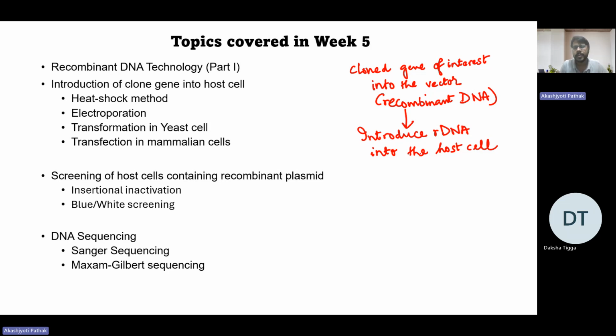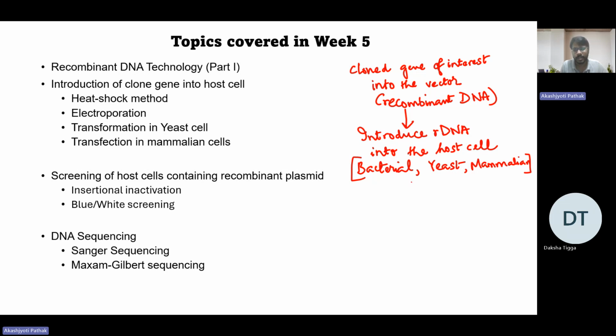There can be different types of host cells. Depending on our experiment, we can use bacterial host cells, yeast host cells, isn't it? We can use mammalian host cells. What are the various methods by which we can introduce the recombinant DNA into these different types of host cells, that we will learn today.